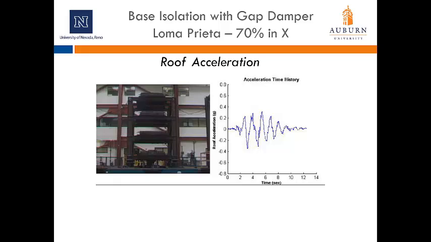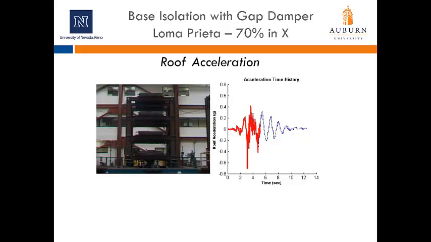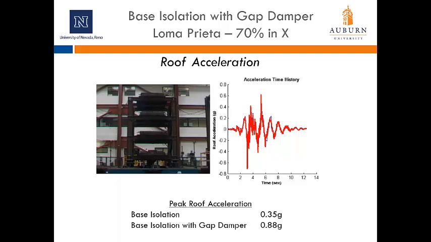Finally, one might wonder how the additional damping affects the accelerations in the building. Here we look at the roof acceleration with the isolation configuration in blue, the gap damper configuration being traced over in red. So you see acceleration spikes when the damping is activated. However, they still aren't particularly large as the total acceleration is less than 1g. To summarize, the peak acceleration for base isolation was 0.35 g, which is very low for a large earthquake like this. When we add the gap damping, we can still keep the acceleration below 1g.